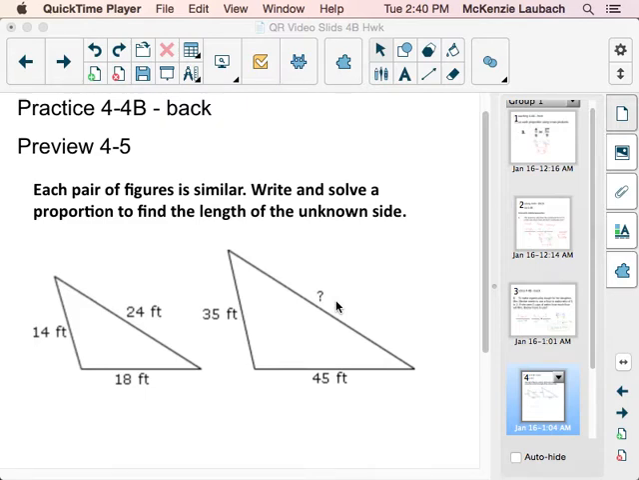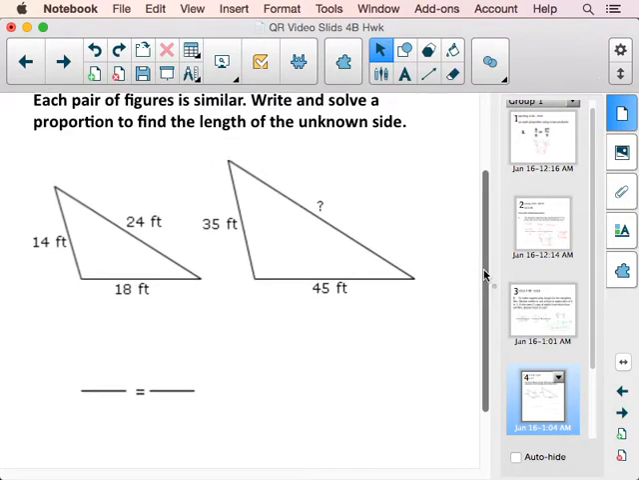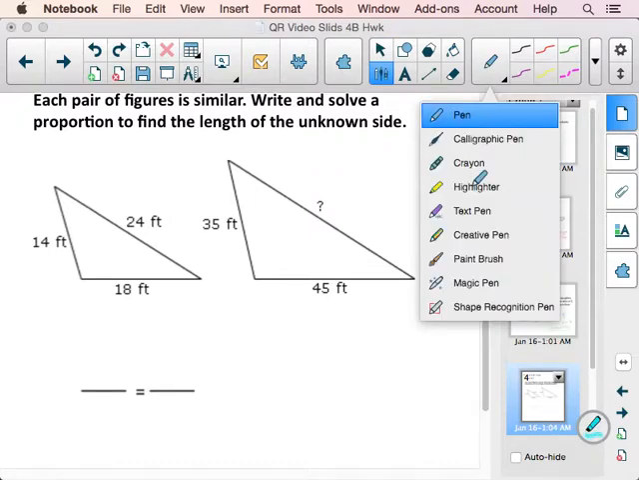All right, this time we're on practice 4-4B on the back in the preview 4-5 section. We're going to use the same idea as we use with proportion word problems to figure out missing side lengths in similar figures. So what I like to do is first set up some highlighting so I can see which sides correspond to each other.